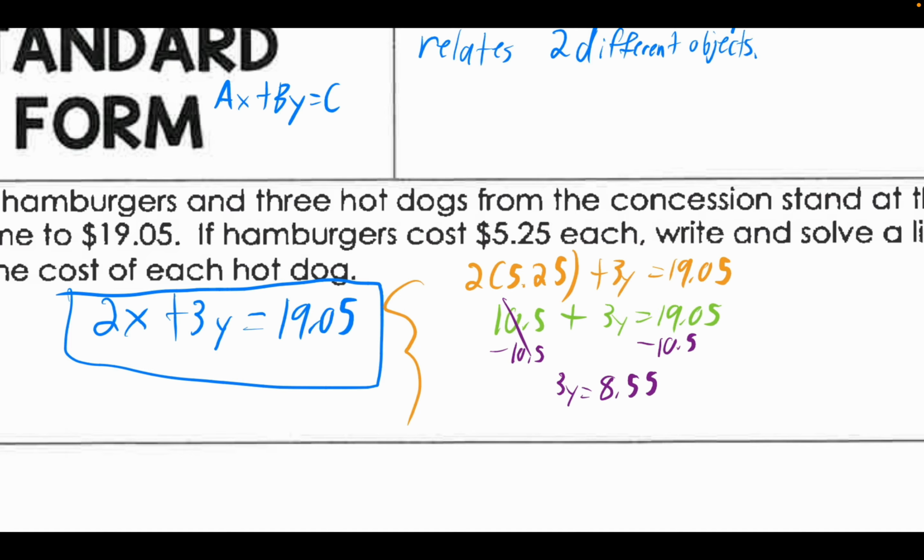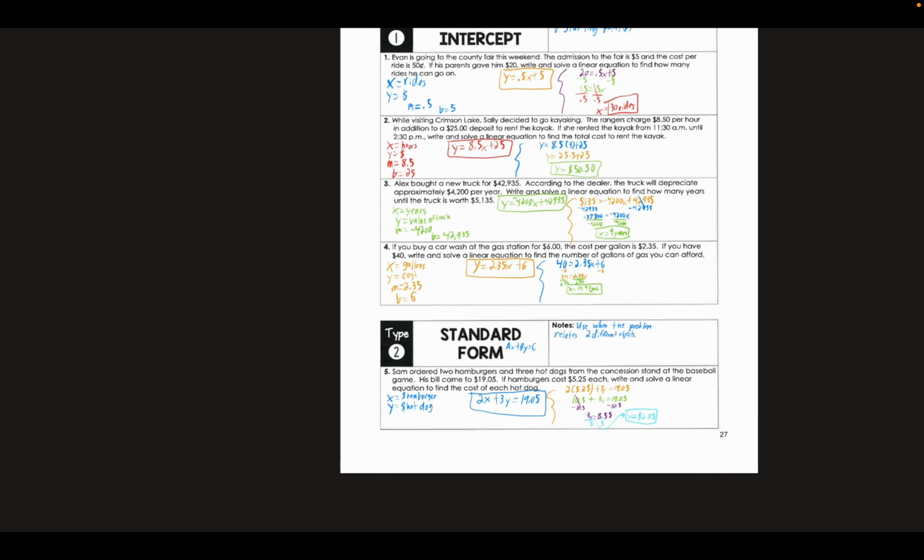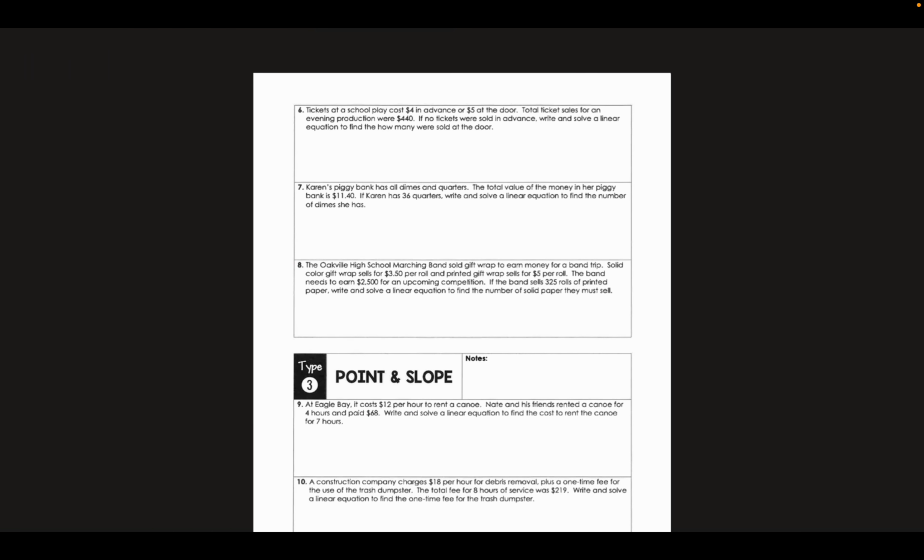Then if I divide both sides by 3, I'm going to move this over here, I get y to be $2.85 for each hot dog. Moving on to our second standard form problem.